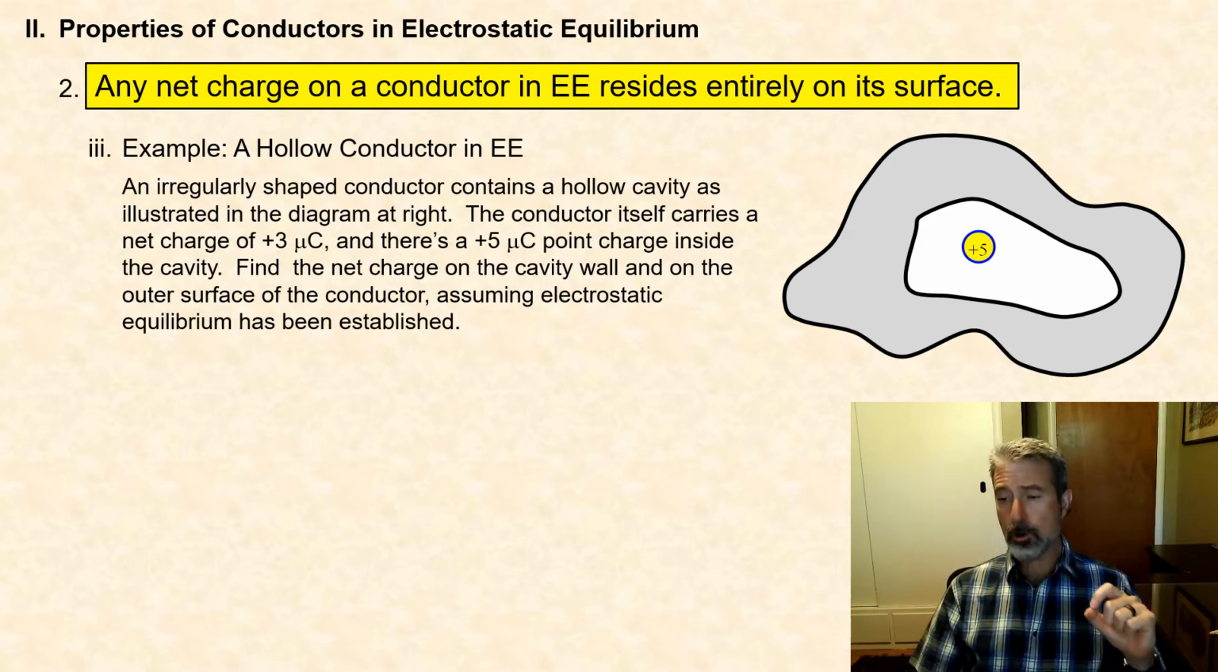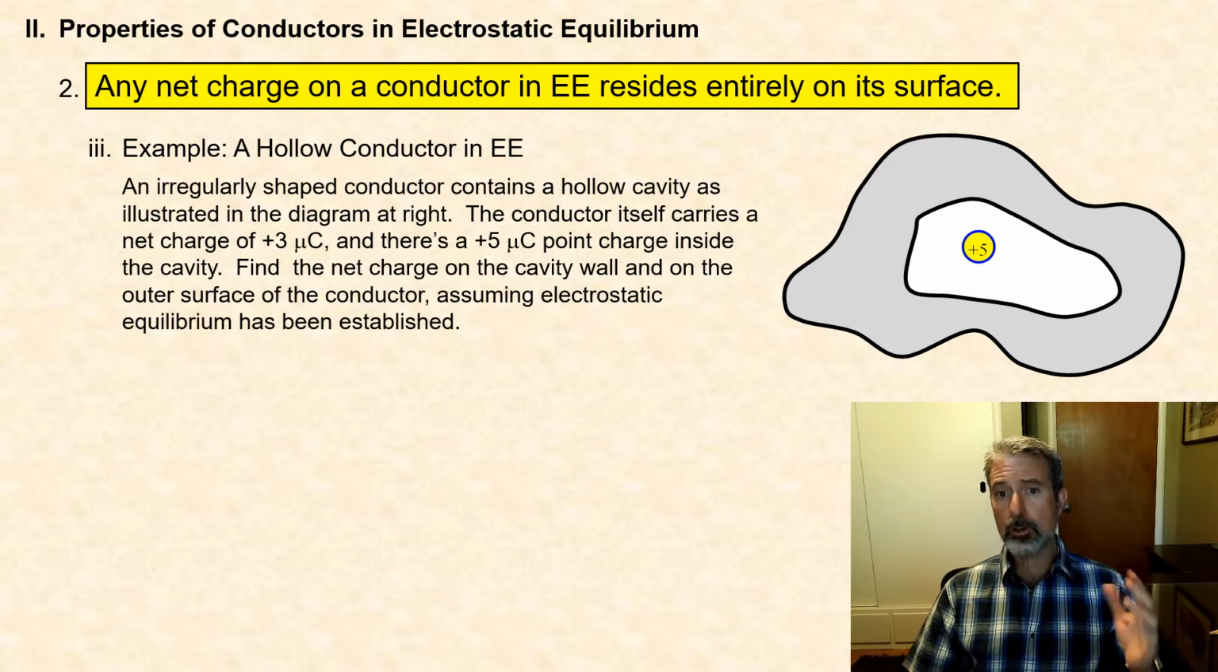This property of charged conductors in electrostatic equilibrium, that any net charge on a conductor in electrostatic equilibrium must reside entirely on its surface. This property is quite useful in problem solving, as the following example will illustrate.